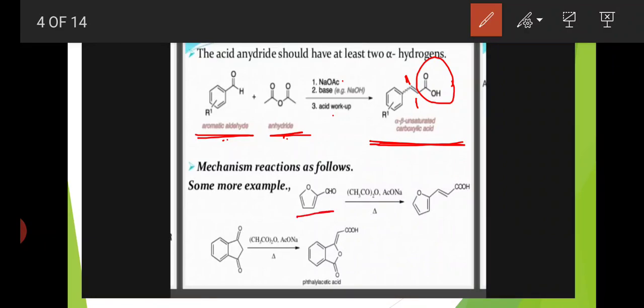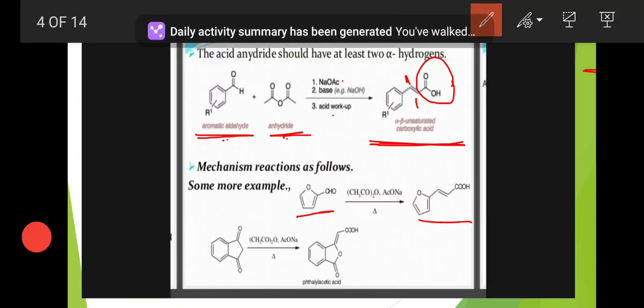Here are the examples. This is furfural, a furan with an aldehyde functional group. Furfural reacts with acetic anhydride in the presence of sodium acetate and forms alpha beta unsaturated carboxylic acid.